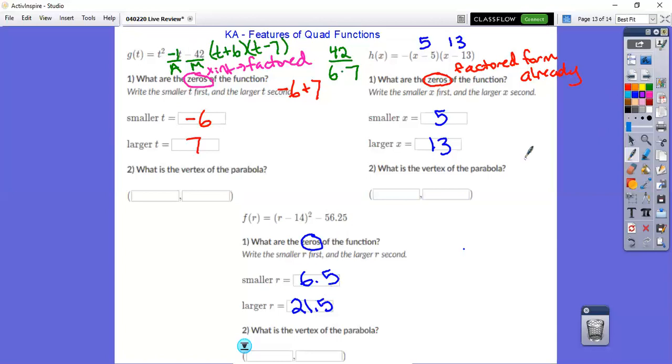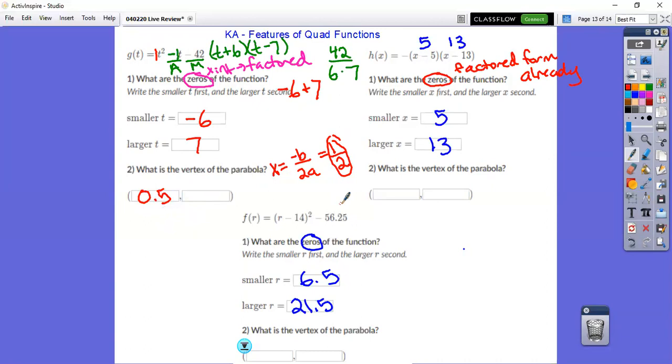How do you find the vertex? If I have standard form, I'm going to use a little bit of a trick, which is that x equals the opposite of b over 2a to find the x value of the vertex. So the opposite of b: b is a negative one here, and the opposite of that is positive one. A is also a positive one, so 2 times 1 is 2. That makes the x value of the vertex 1/2 or 0.5.